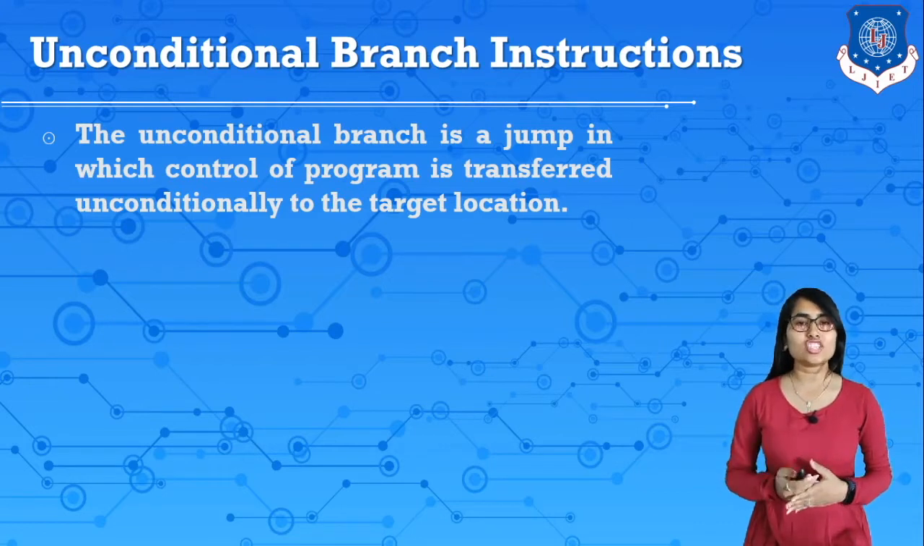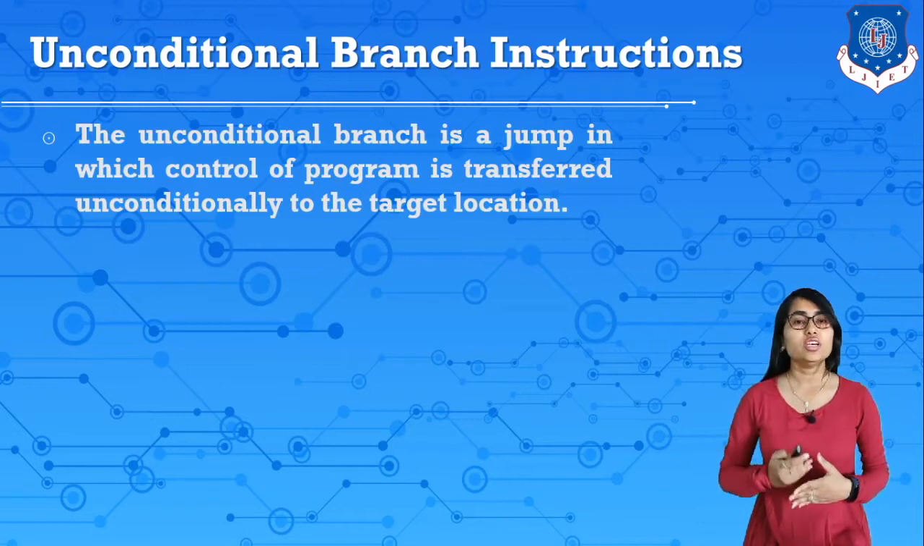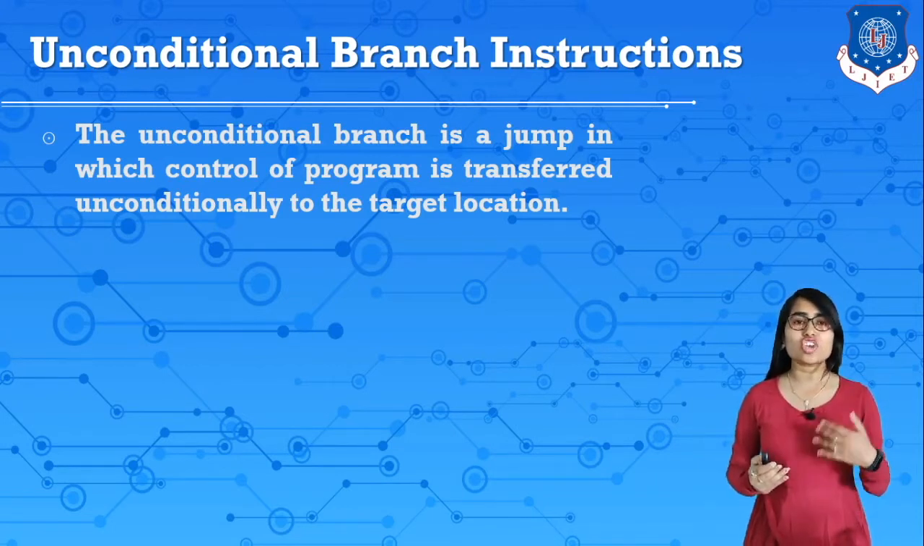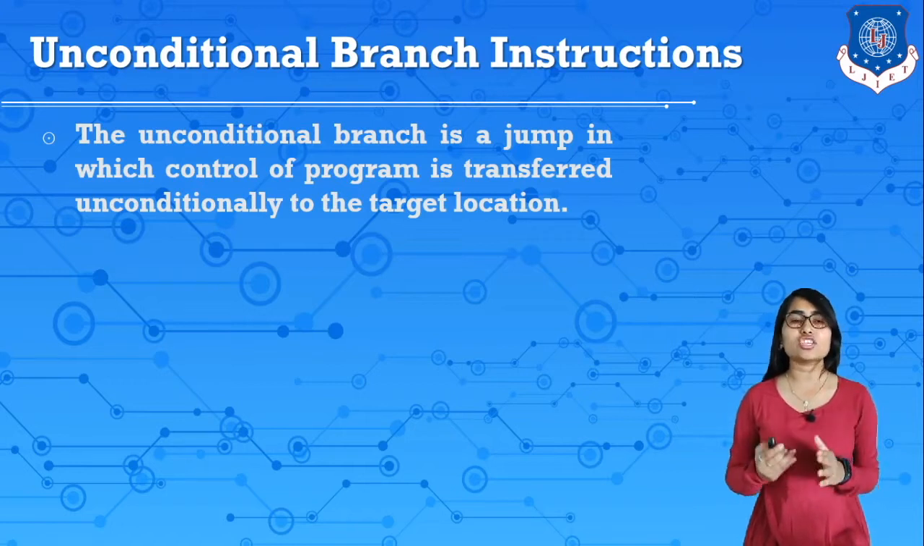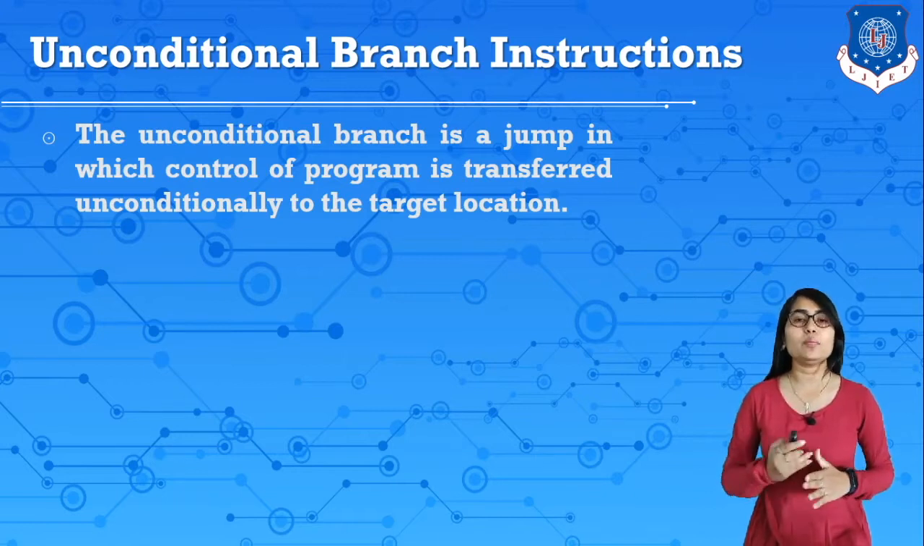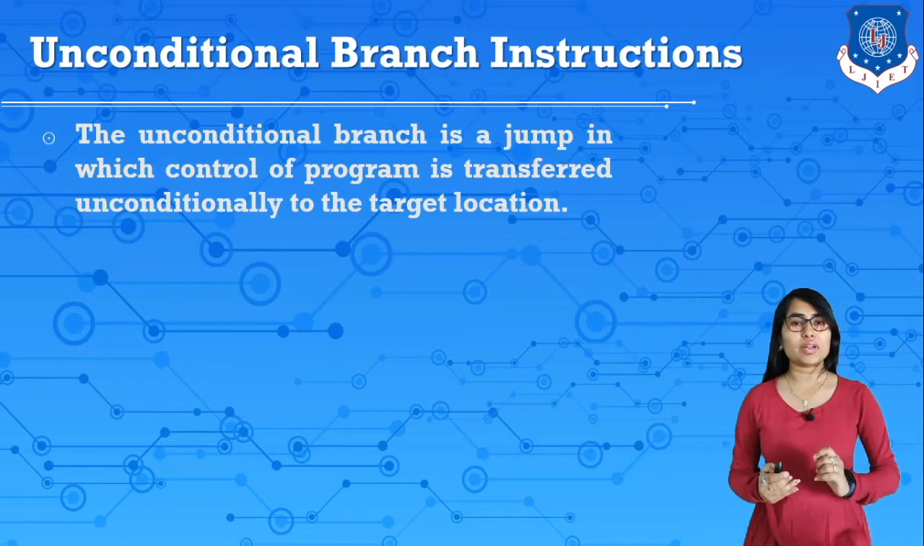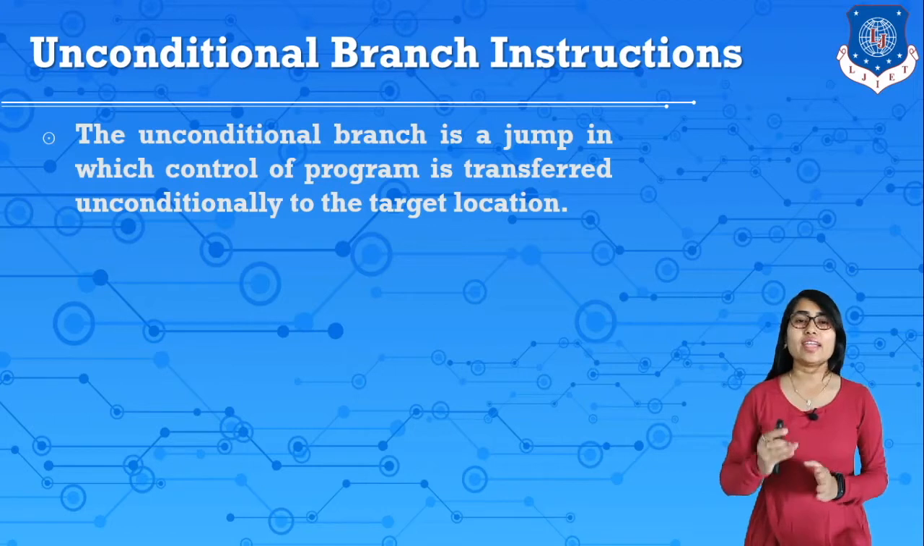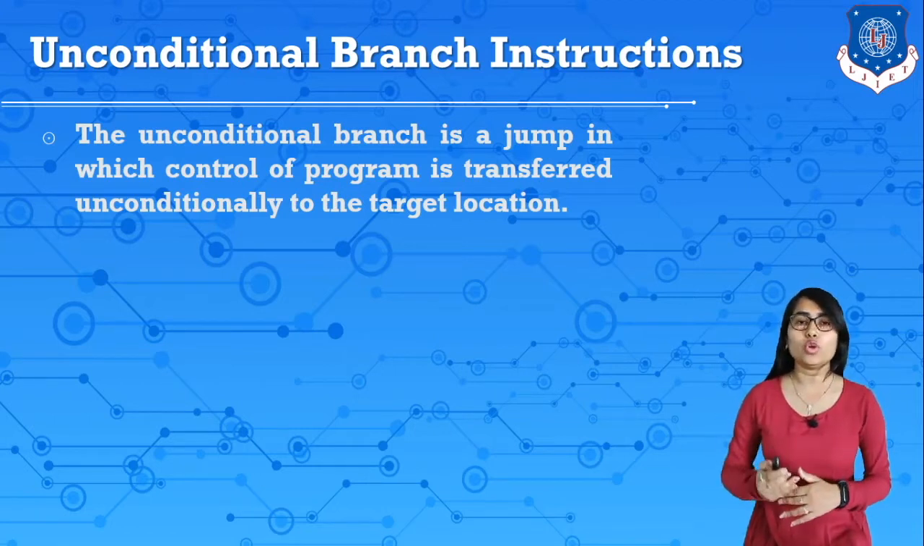An unconditional branch is a jump in which control of the program is transferred unconditionally to the target location. This instruction is executed whenever it is written in a program, and it always jumps to the desired location, as there are no conditions. That's why it is known as an unconditional branch instruction. It performs a jump to a target location, which means that at that location some other program is stored.